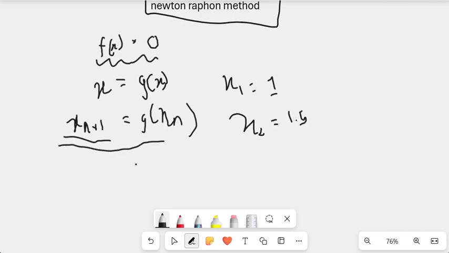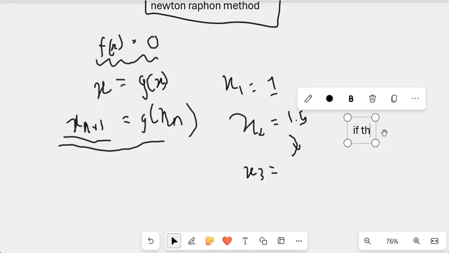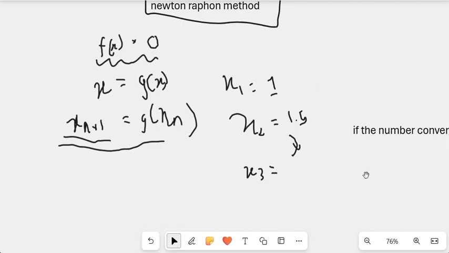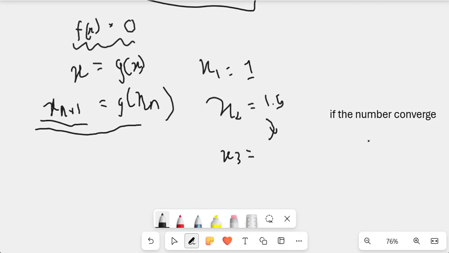So the theory is, as this goes on and on, if the number converges, let's say it moves closer and closer, so let's write it down: if the number converges, then the number is the root. Let's say it converges to 1.5, then 1.5 is the root.